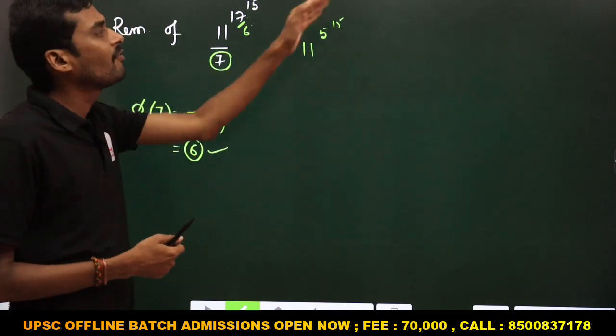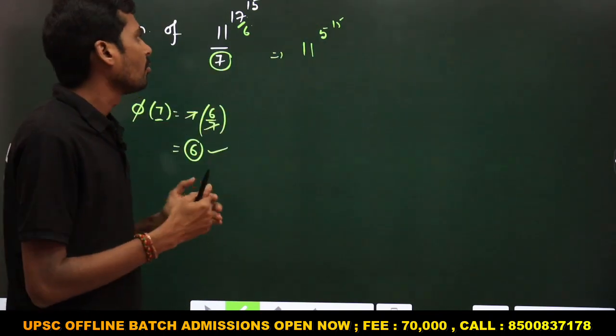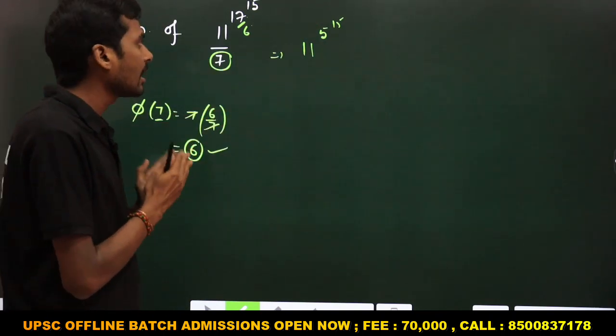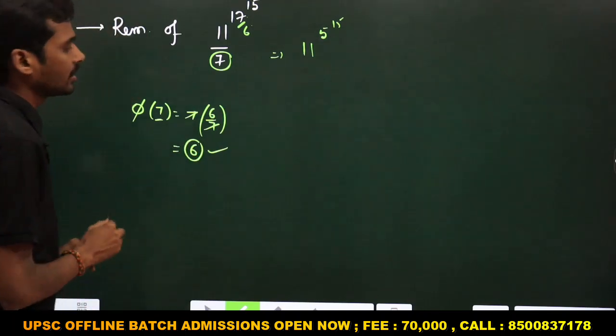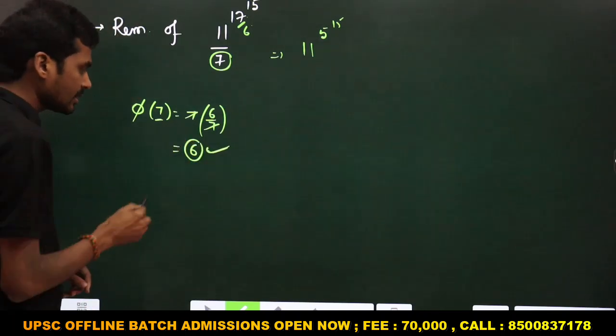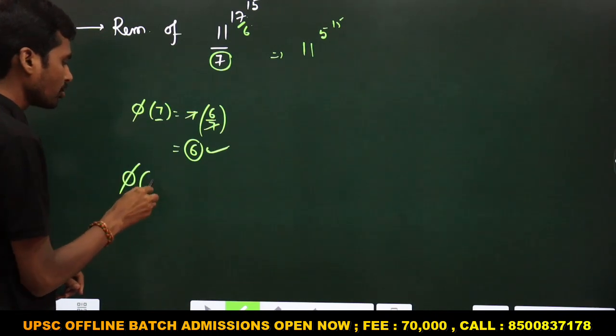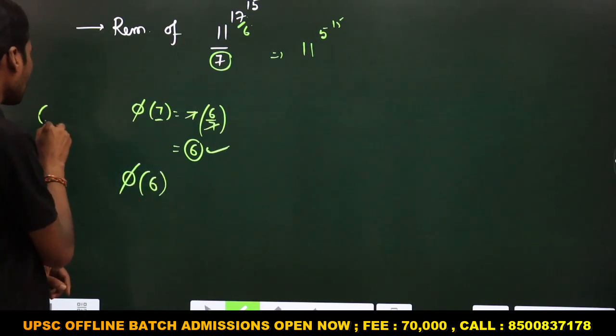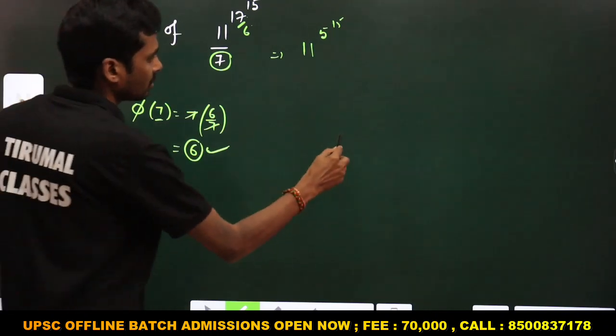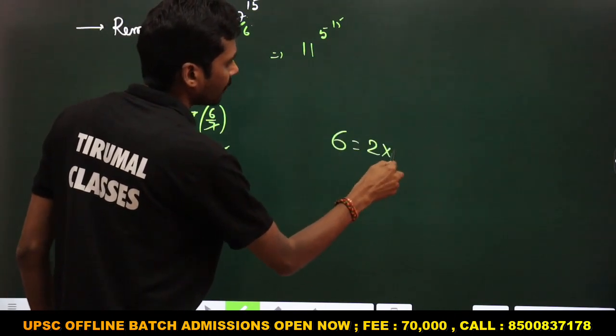But again I have 5 to the power of 15. Now if I have it like this, you do one thing. For this number again find the totient. 6 means, how do you write 6? 6 means 2 into 3, a product of prime numbers.